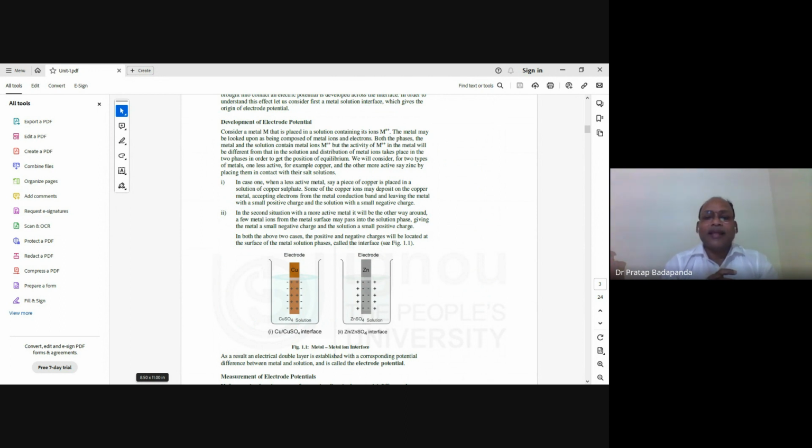When the copper electrode is dipped in the copper sulfate solution, what will happen? There is copper sulfate, CuSO4, and SO4 has a 2 minus charge. By default, if the 2 minus charge is there, then copper will have a 2 plus charge.